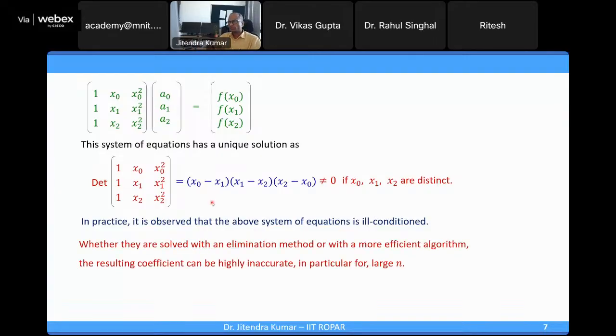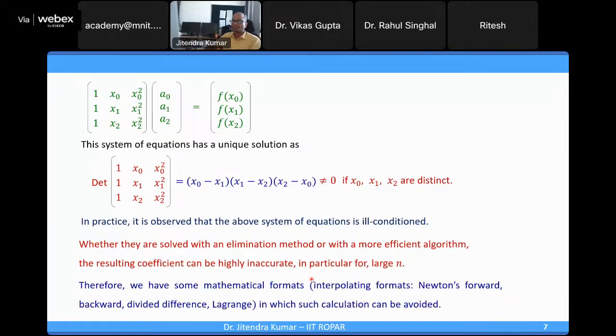So we are not talking about more ill-conditioning in this lecture. Whether they are solved with an elimination or any more efficient algorithm, the solution of the resulting system can be highly inaccurate, in particular for large n, because of this ill-conditioning, which can be easily checked again with the techniques available.